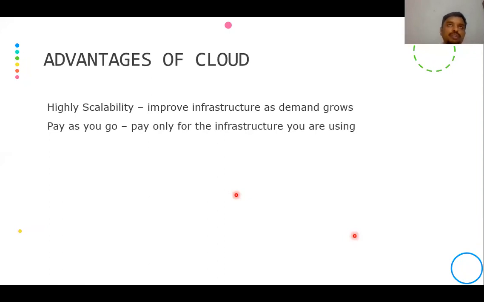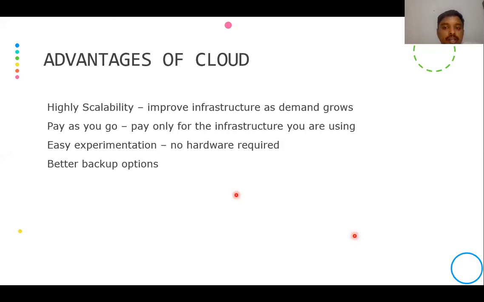Going back to the example of Netflix, if Netflix loses, let's say, half of its business today, it will not continue to pay higher infrastructure costs for all of its 190 million users. It'll pay only for the 85 million users that will still continue to use it, right? Easy experimentation, no hardware procurement is required when you're interacting with cloud, right?